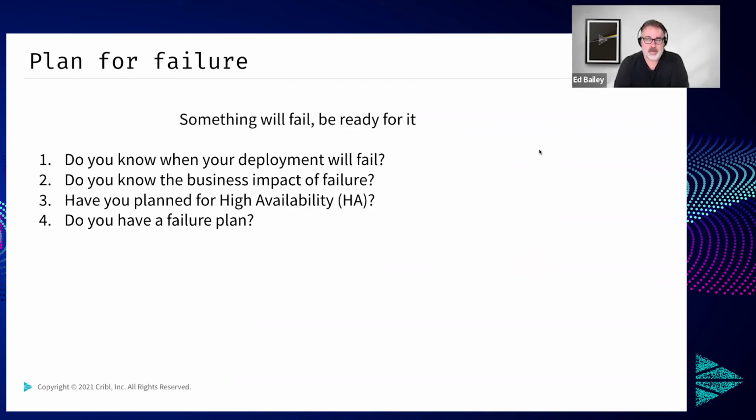And finally, plan for failure. Do you know when your deployments will fail? Do you know at what level you're going to start to see drops? Do you know where you're going to start to see losses? It really helps to be able to lay this out for your leaders, for your capacity management, for your HA, for your business impacting failures, to help them understand at this level, we're going to have problems.